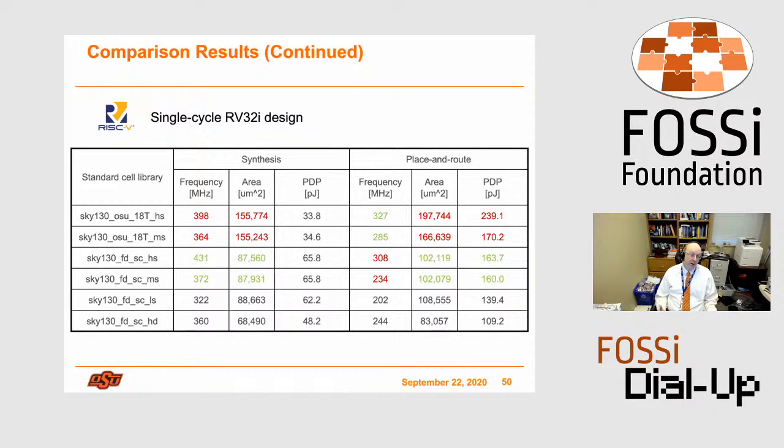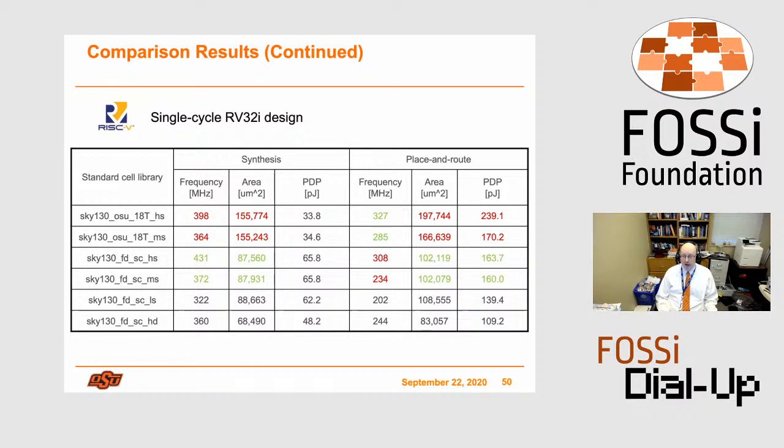So look at the results that we have here. Even though our cells are a lot taller, they're 18 tracks, you can see the area is a lot larger, but it's not double what you would normally see, because remember that these SkyWater cells are 9T. Also notice the speed: we got 327 megahertz out of our place and route synthesis, and that's the fastest of all the actual synthesis.